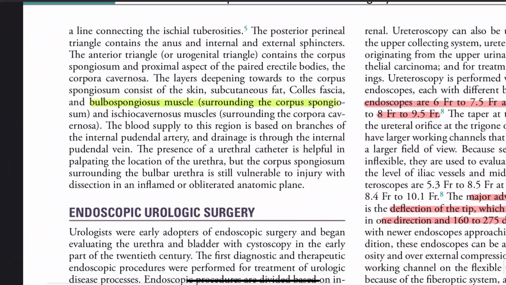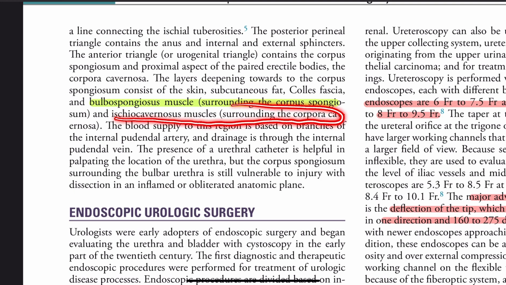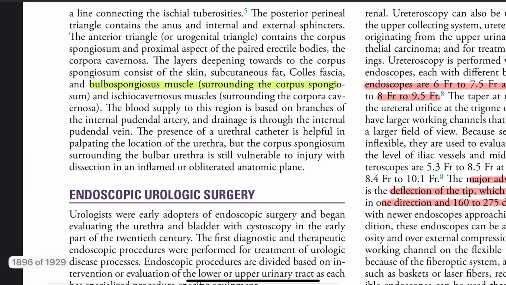Bulbospongiosus muscle surrounds the corpus spongiosum and ischiocavernosus muscle surrounds the corpora cavernosa. Important. Bulbospongiosus is for spongiosum, and cavernosus is for cavernosum. No need to mug up.